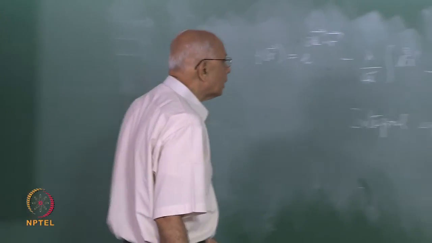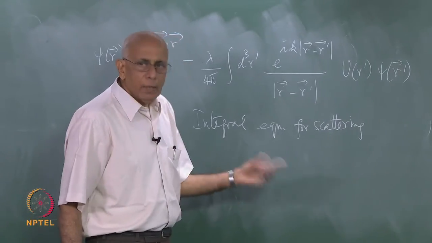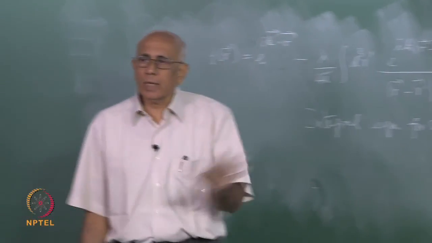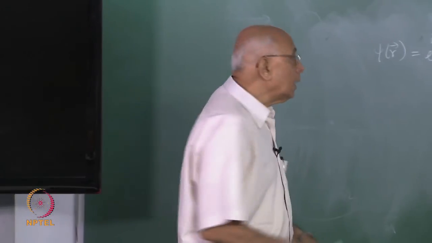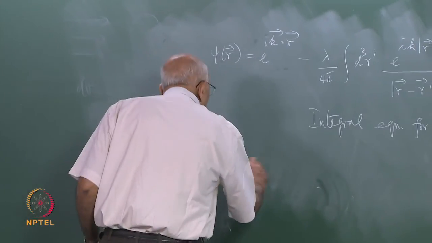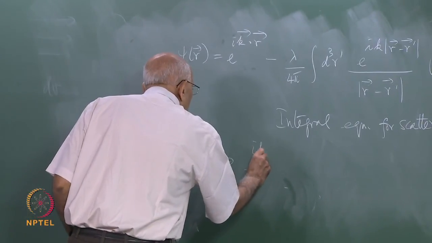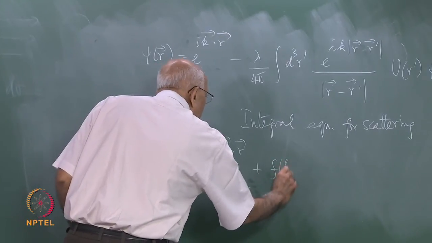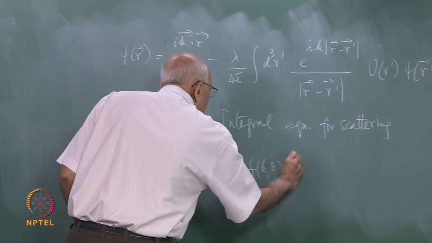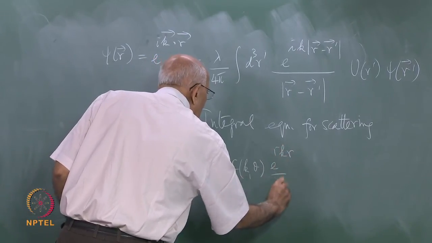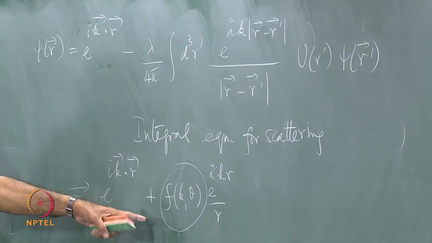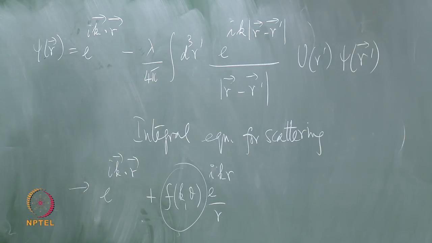Several ways of dealing with it. One of them would be to iterate, we will see what this solution looks like, but the first thing we need to know is to extract the asymptotic behavior. So I need to show that this indeed goes to e to the i k dot r plus f of k comma theta e to the i k r. I need to show this and extract this quantity from this term.